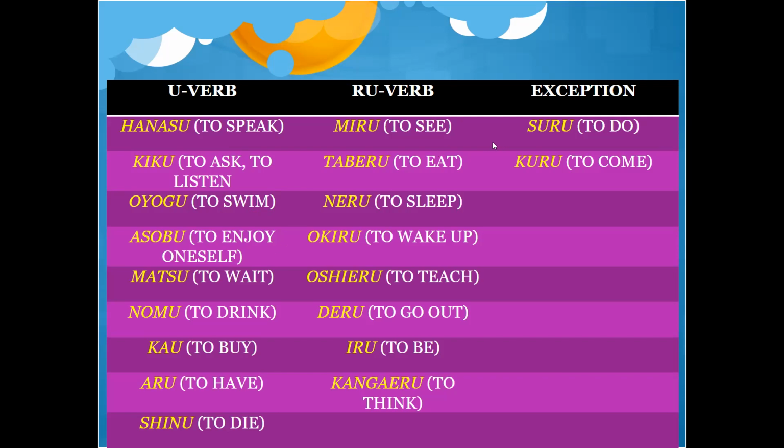And for group 2, the root verb, we have to see, miru, to eat, taberu, to sleep, neru, to wake up, okiru, to teach, oshieru, and to go out, deru, and to be or to exist, that's iru, and to think is kangaeru. And the 2 irregular verbs are suru and kuru. Suru, which means to do, and kuru, which means to come. So all those that are enclosed in the parentheses are the dictionary forms of the verbs.